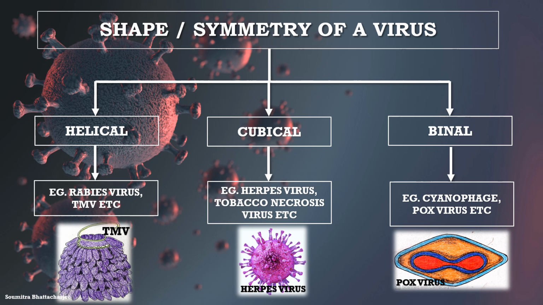A virus particle can show three major kinds of symmetry. It can show helical symmetry, where capsomeres are arranged in a spiral manner, like in TMV. It can show cubical symmetry, in which the body of the virus is spherical or polyhedral in shape and the capsomeres are arranged in a polyhedral manner. It can also show a special kind of symmetry referred to as binal or complex symmetry. In this case, the viruses have a combination of both cubical and helical symmetry. For example, in the case of pox viruses.